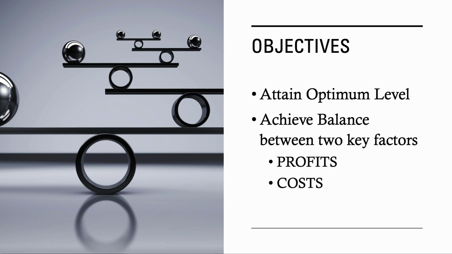So when it comes to accounts receivable management, there are two key objectives which are pursued by the company. The first objective is to attain an optimum level. It should not be way too high, or way too low, but it should be the right level. And that right level is achieved through a balance. So there are two key factors to be considered. One is the profit, and two is the cost.